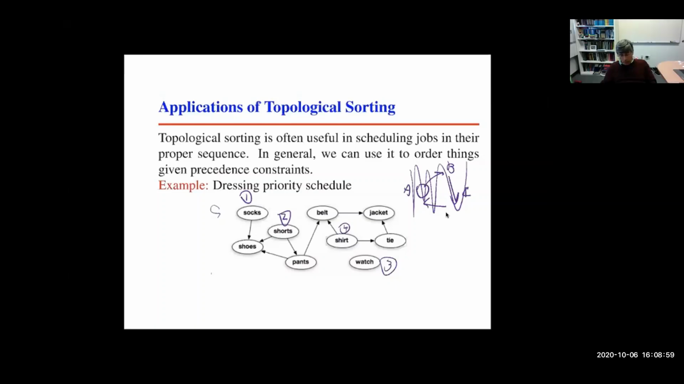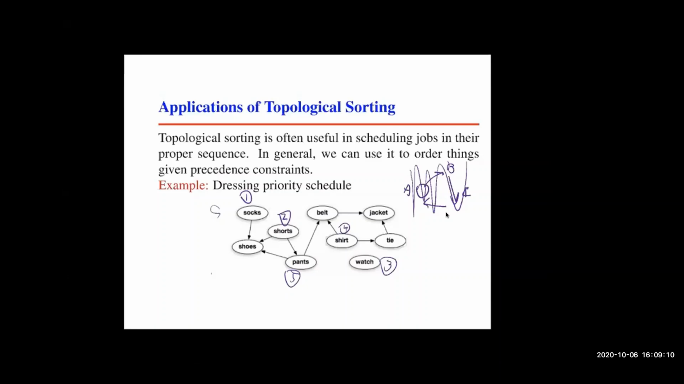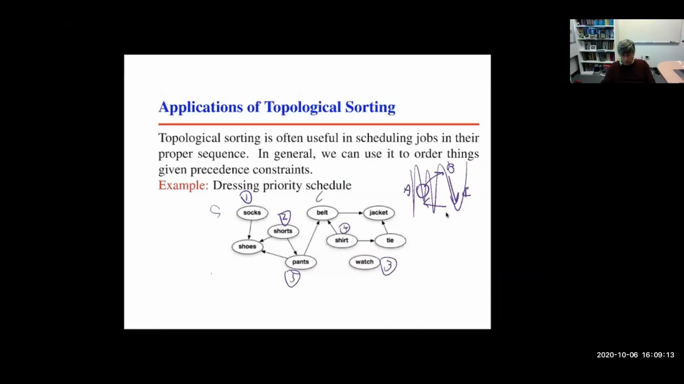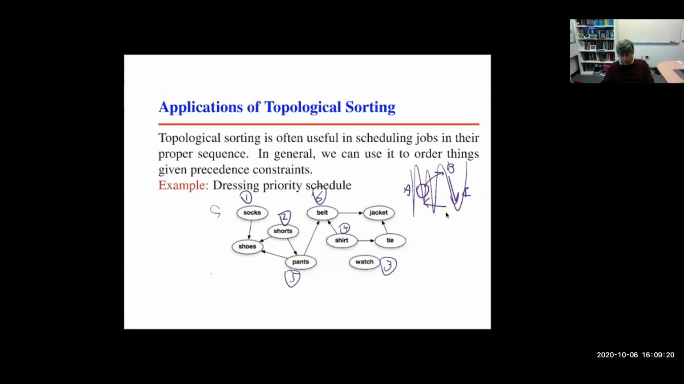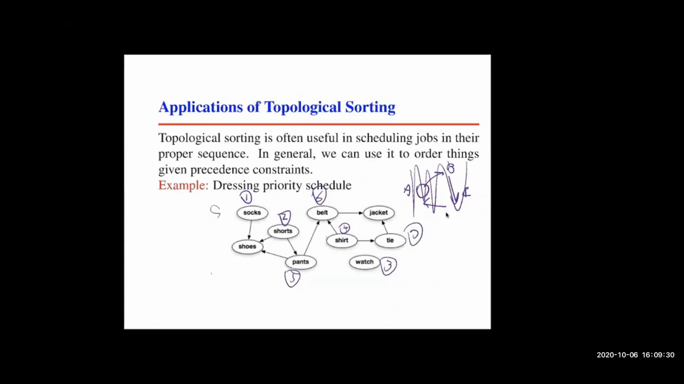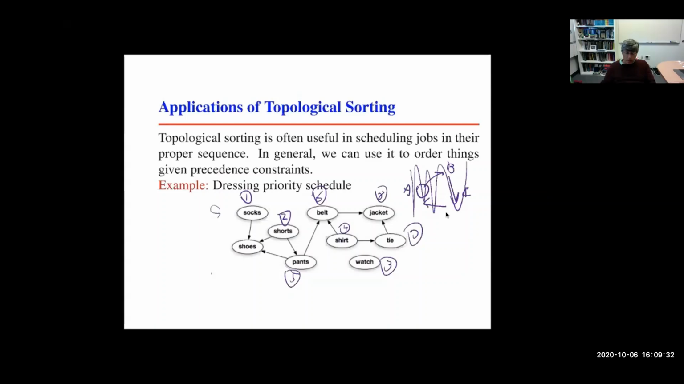So I'll put on my pants. What is the next thing I can put on? Anything else I can put on at this point, or am I stuck? Belt. I can put on my belt. After I put on my belt, what can I put on? A tie. That would be nice, right? Okay. That I think is the seventh one. Once I finish my seventh thing, what can I put on now? Jacket. And then what could I put on?